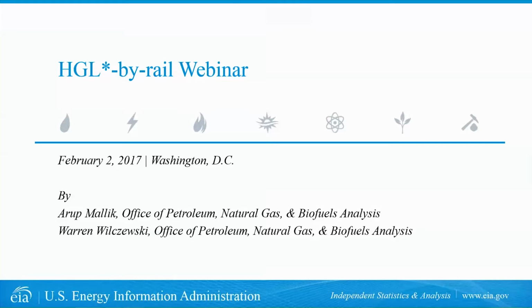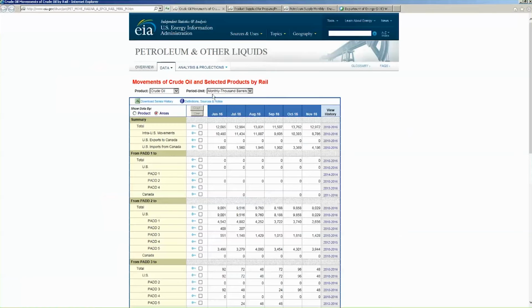I'm going to start with a brief overview of the HGL-by-rail data that was released at the end of January. This is the last rail data series that we'll be producing from third-party rail data. It includes 4 products: propane, propylene, normal butane, and isobutane. And as I talk to you all, I'll go through the data on the website.